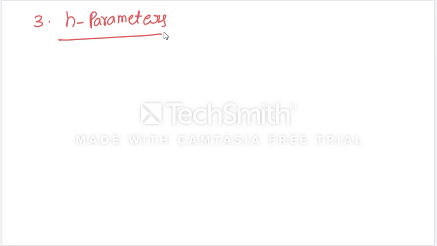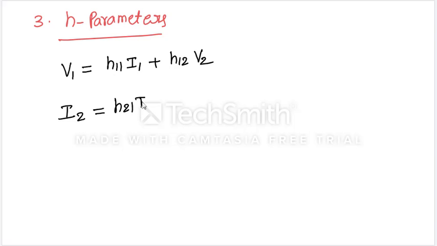That is another set of parameters, the h parameters. The h parameter equations are V1 equal to h11 I1 plus h12 V2. Next, I2 is equal to h21 I1 plus h22 V2. These are the h parameter equations.